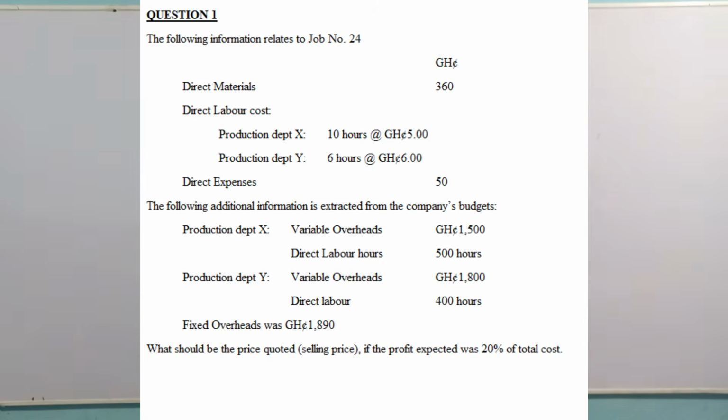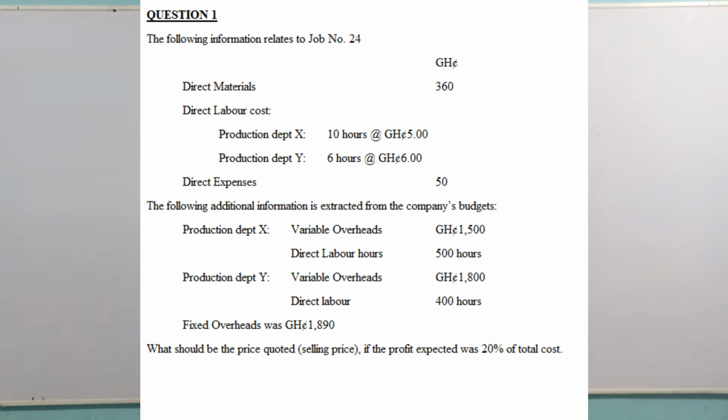Okay. The following information relates to job number 24. So we have direct materials, 360 cedis. Direct labor cost is production. We have two production departments. So for direct labor cost, like I explained in the first video, we have production department X using 10 hours each at 5 cedis per hour. And then production department Y, they use 6 labor hours at 6 cedis. Then we have direct expenses of 50. So that is information relating to the prime cost.